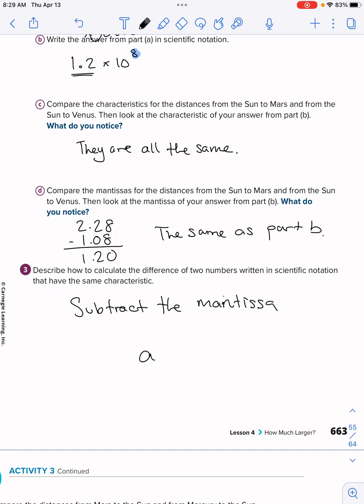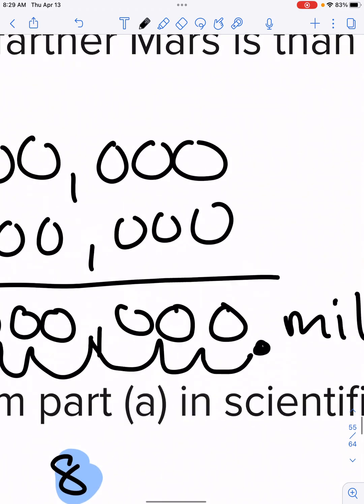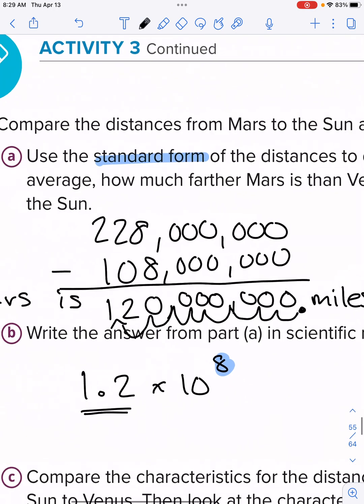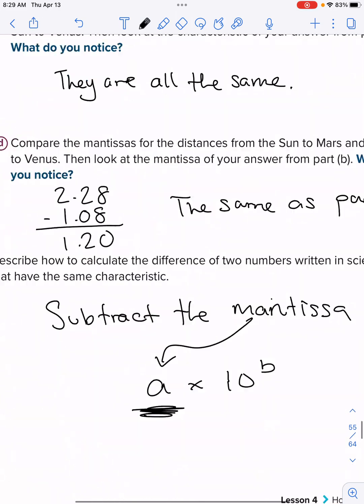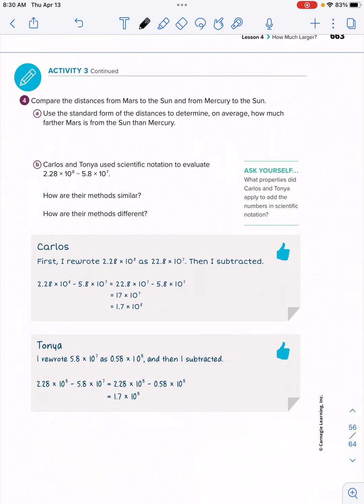Okay, so if we write this in scientific notation, we're talking about this right here. This is the mantissa. That's all we've got to do. So we don't actually have to do this because this is 0 minus 0 business here. That's not useful at all. What is useful are these front numbers. Okay. All right, let's go to number 4 on the next page.